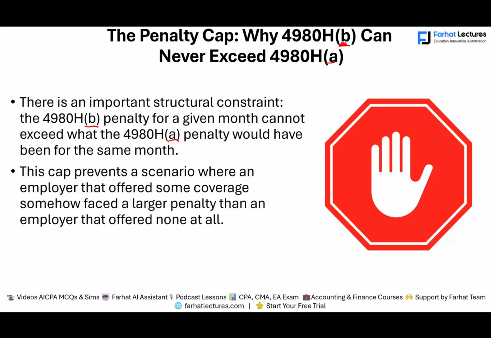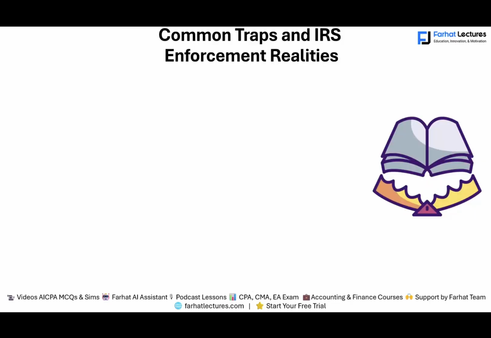And this cap prevents a scenario where an employer that affords some coverage somehow faces a larger penalty than an employer that affords none at all. So simply put, because you did offer, we're going to limit you to penalty A if your penalty B is greater than penalty A. Just a few common traps and IRS enforcement penalties you need to be familiar with.